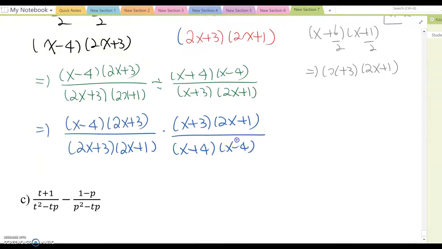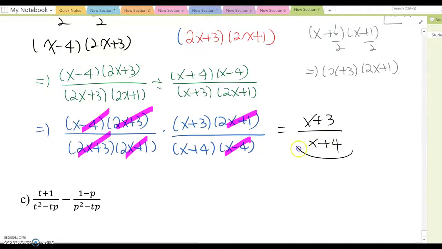Now you cancel out all these common factors between the numerator part and denominator. Then this is gone, and this is gone, and this is gone. Okay, therefore, the answer is x plus 3 over x plus 4.